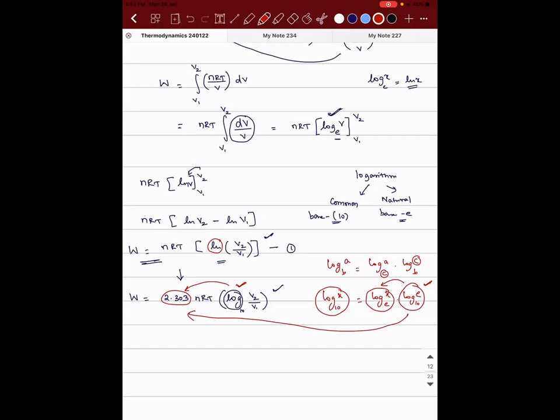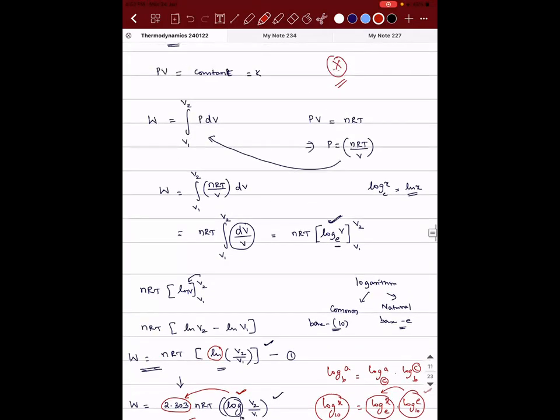Apart from that, any doubt from this derivation? Is every step clear? Did you understand the physics and the mathematical part involved behind every step? Yes or no? Did you understand? Yes, sir.